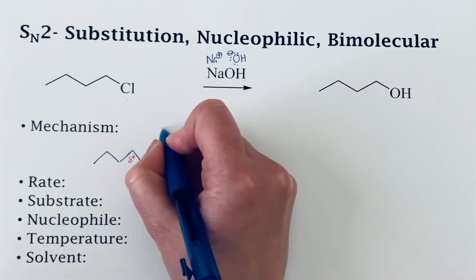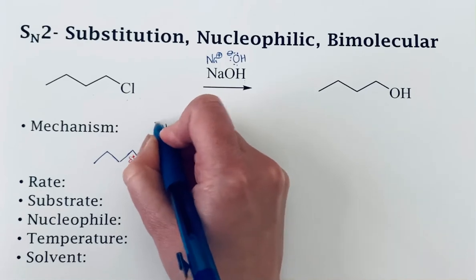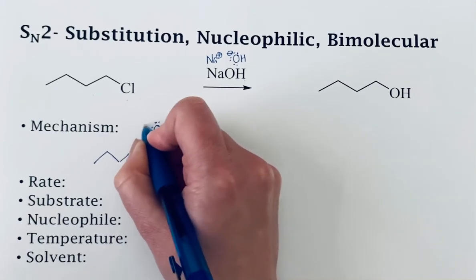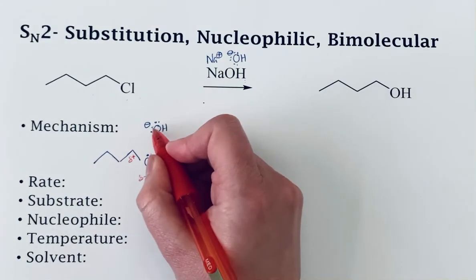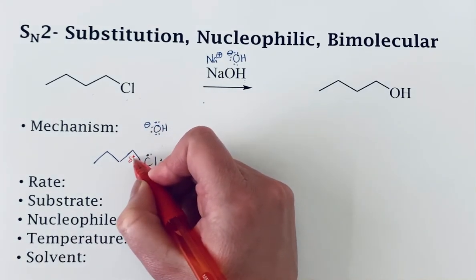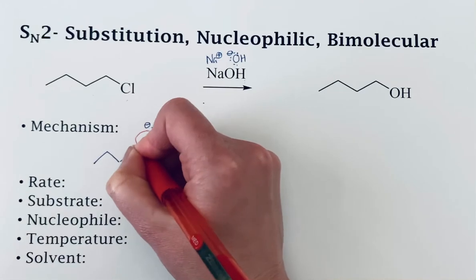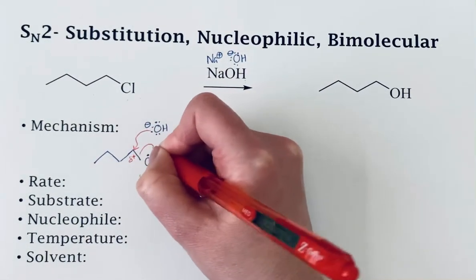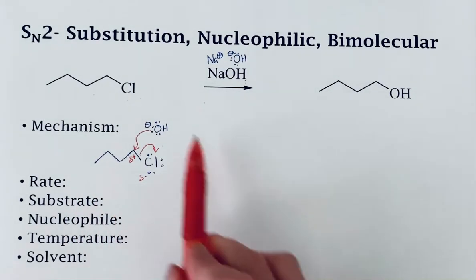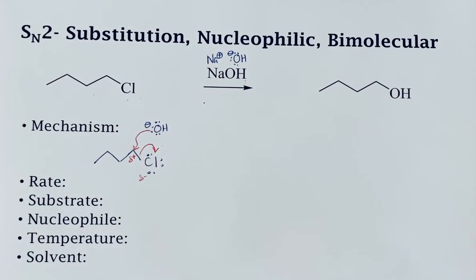And so the mechanism of this reaction takes place all in one step. So we have a hydroxide ion with its negative charge that will be attracted to that positively charged carbon. So we form a new bond to that carbon and break the bond to the chloride. And so this is the only step of this mechanism. There's two molecules involved. That's where the bimolecular comes from.